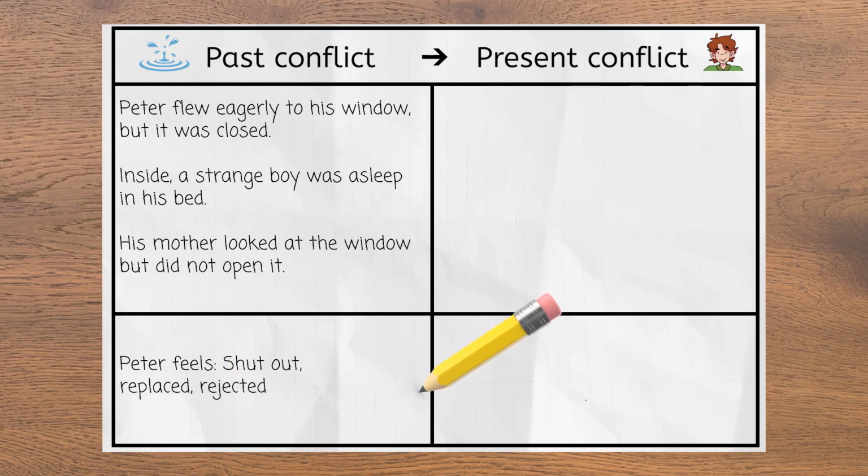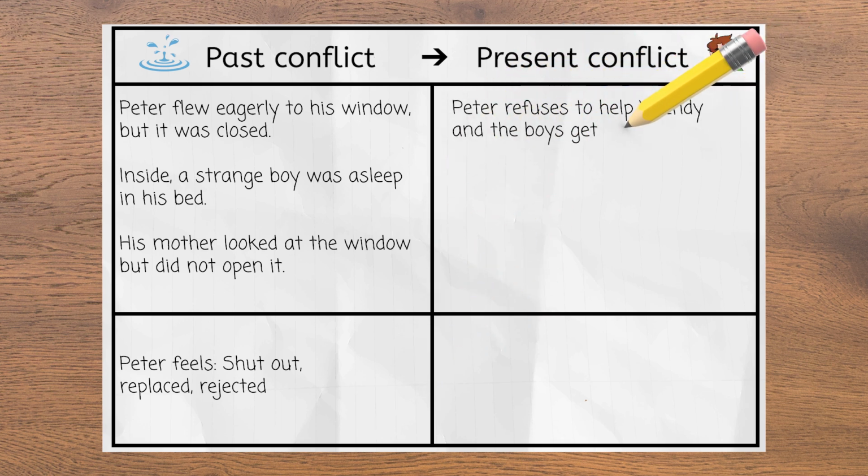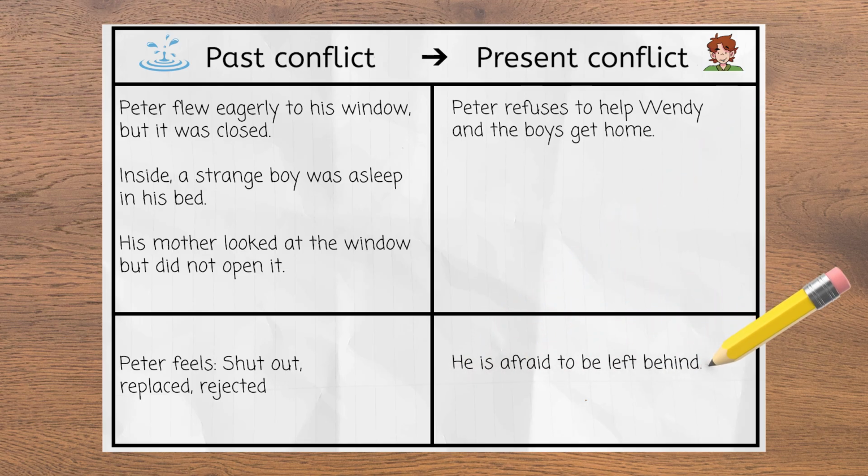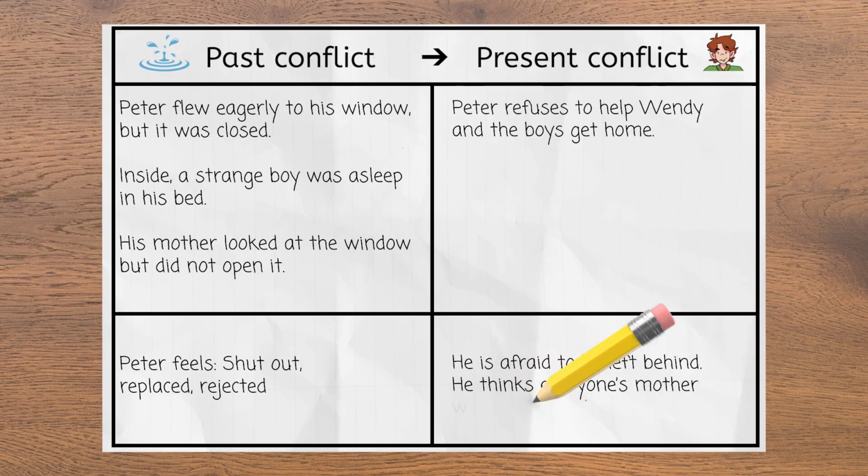Now on to step 2. Break down the present conflict. Let's look at what Peter is doing in the current moment. Peter refuses to help Wendy and the boys get home. Why? Because his past experience has made him afraid of being left behind. He thinks everyone's mother will do the same to them. The past conflict ripples forward and creates the present conflict. Peter clings to Neverland. He blocks others from leaving. His fear of abandonment or being left behind causes selfish choices.